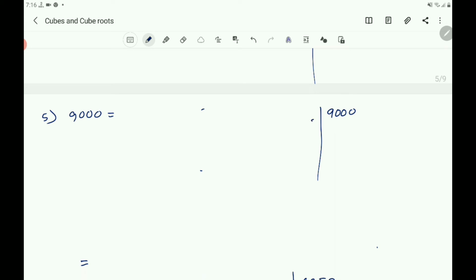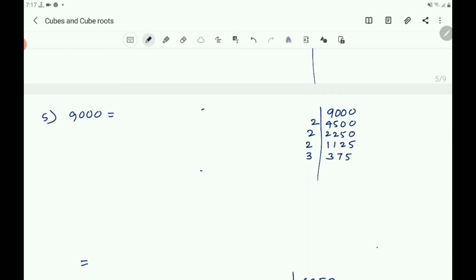It is divisible by 2. Divide by 2 repeatedly. Next, check whether it is divisible by 3 or not. 1 plus 1 is 2, 2 plus 2 is 4, 4 plus 5 is 9, so it is divisible by 3. 3 3s are 9, 3 7s are 21, 3 5s are 15.